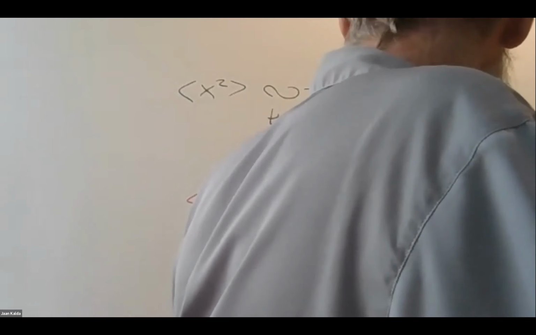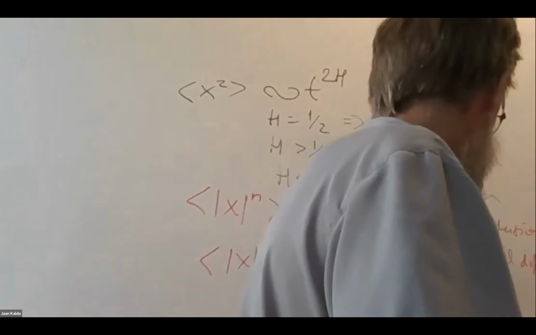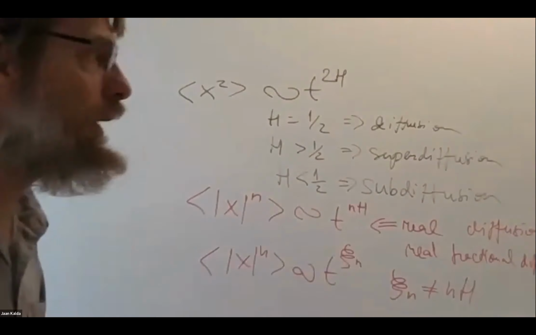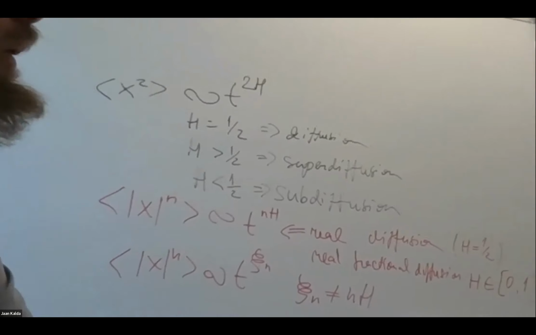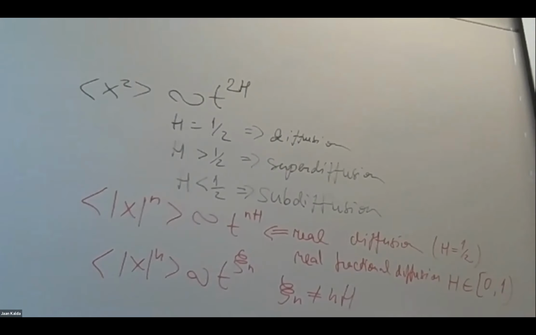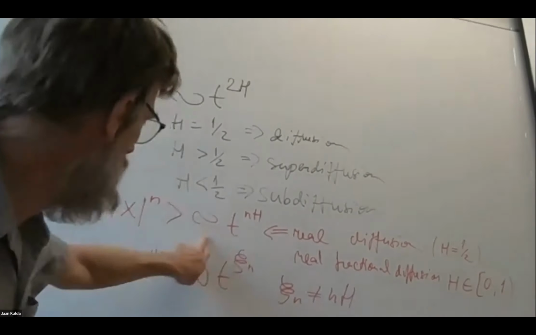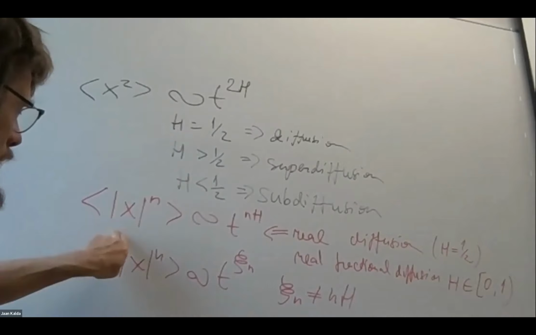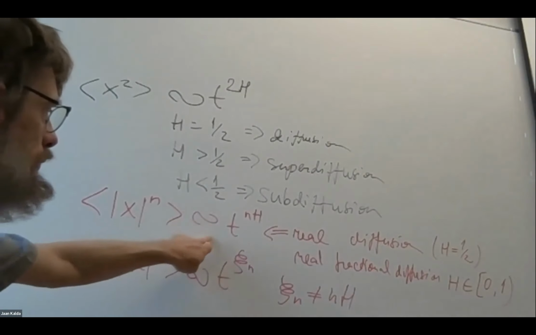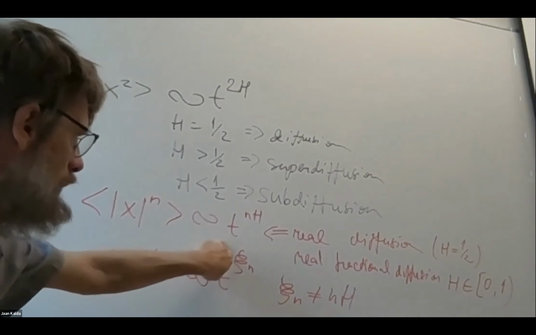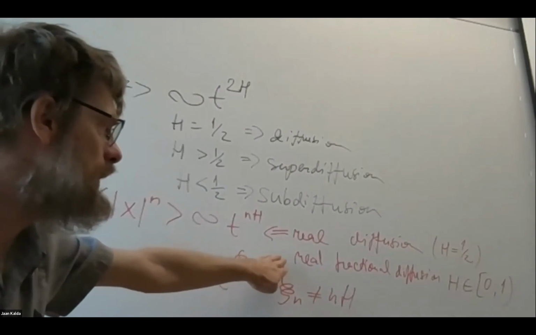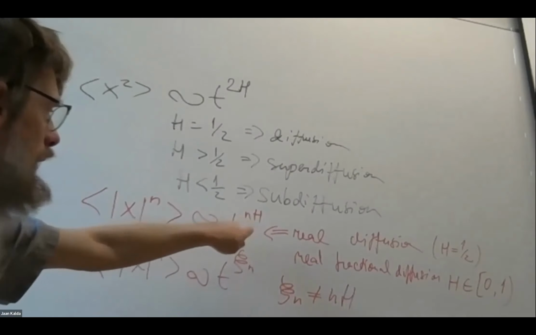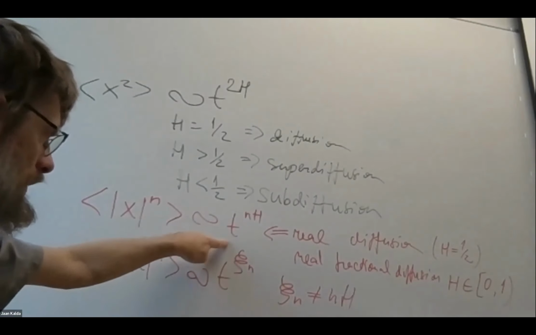And so what exactly is a fractional diffusion, a real fractional diffusion, we still need to discuss more specifically. But not everything for which the average of the nth power of displacement goes as time to the power of nh is real fractional diffusion. The reverse is true: if you have real fractional diffusion, then this is the case.